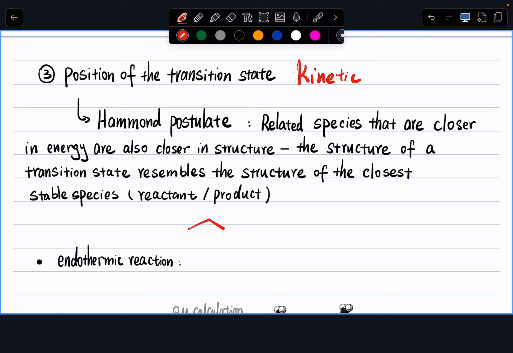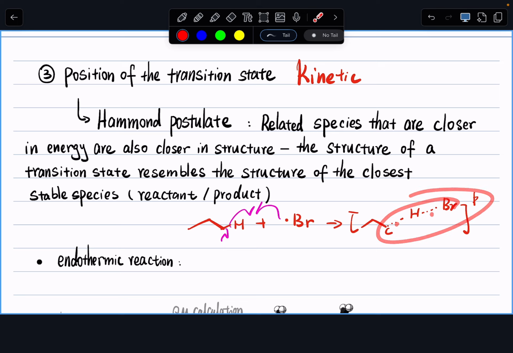Let's say in the reaction of propane abstracted by a Br dot. In the actual transition state, we are expecting a partially broken carbon-hydrogen bond, and, second, let me finish this, a partially formed hydrogen-bromine bond. So in the transition state, these two are partial bonds, right? Your hydrogen is partially leaving your carbon and partially forming a bond with the bromine. So that's a transition state.